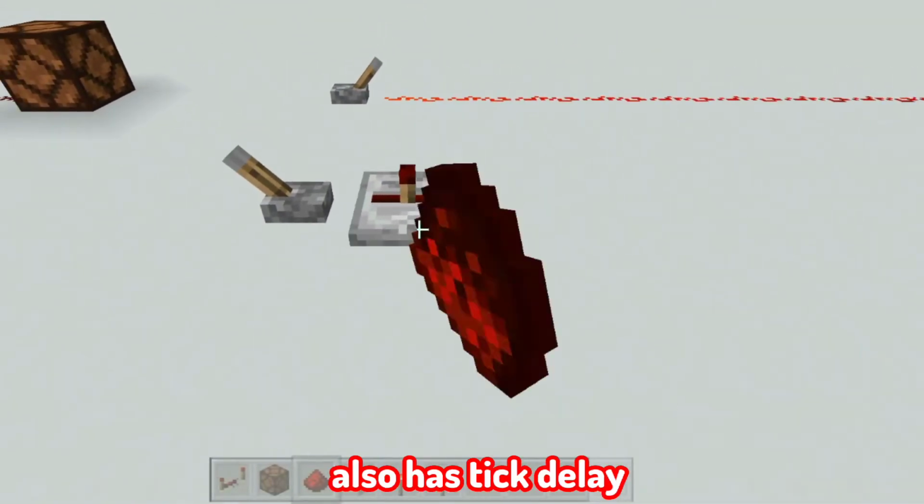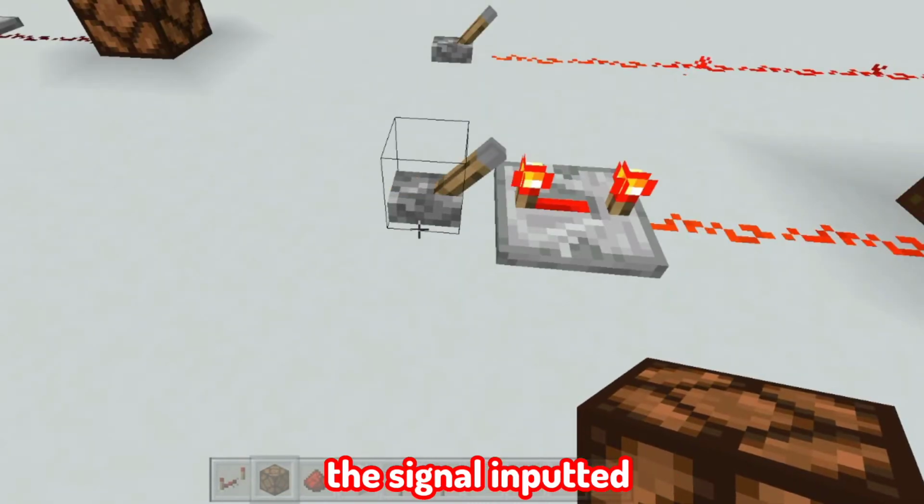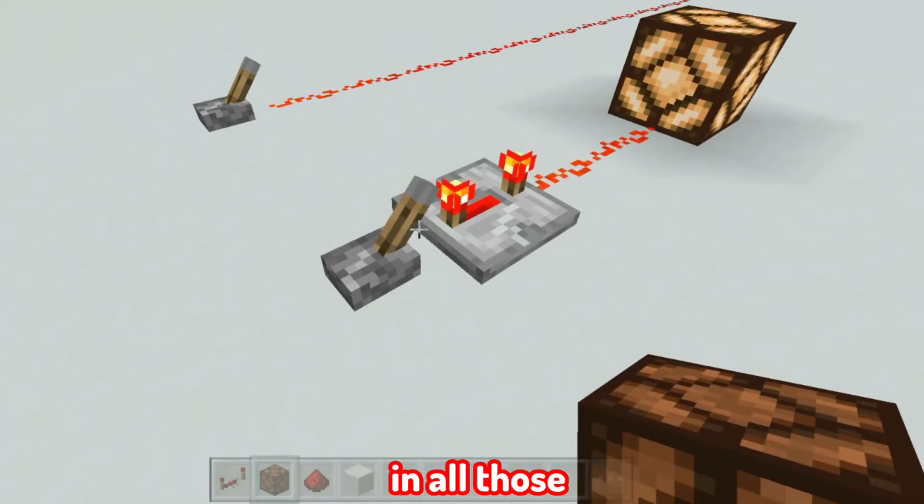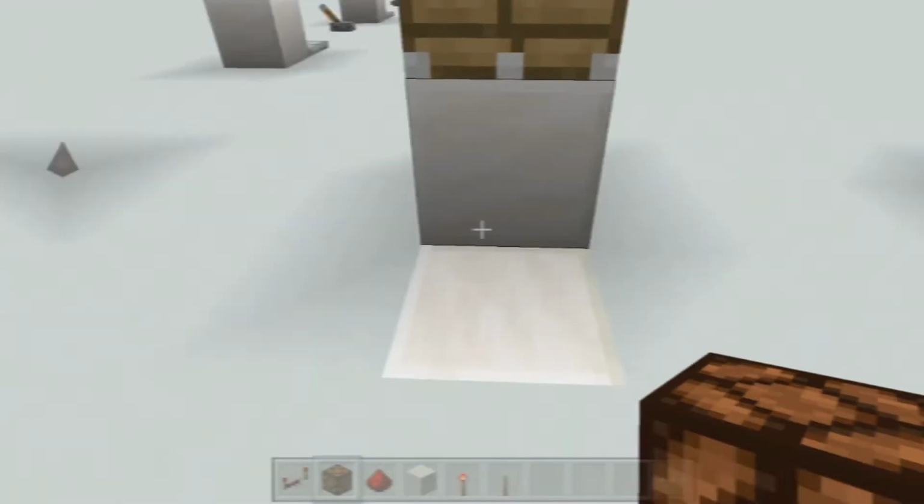The repeater also has tick delay, where it basically delays the signal inputted from being outputted. And yeah, this is what is used in all those massive stairs where one stair comes out before the other.